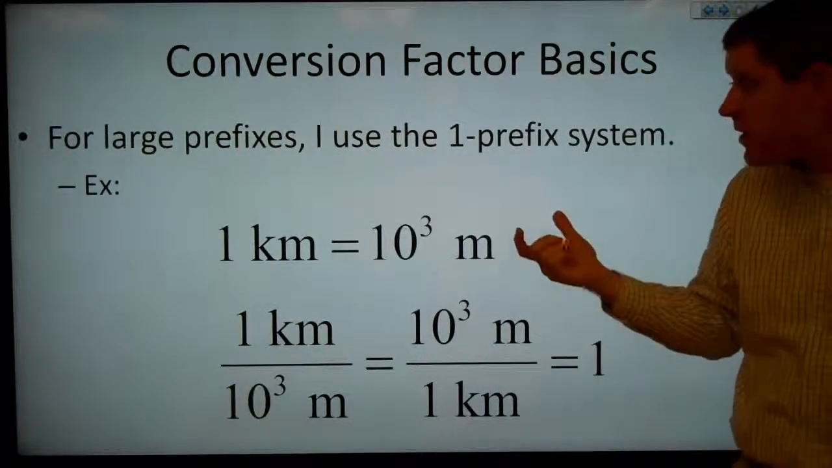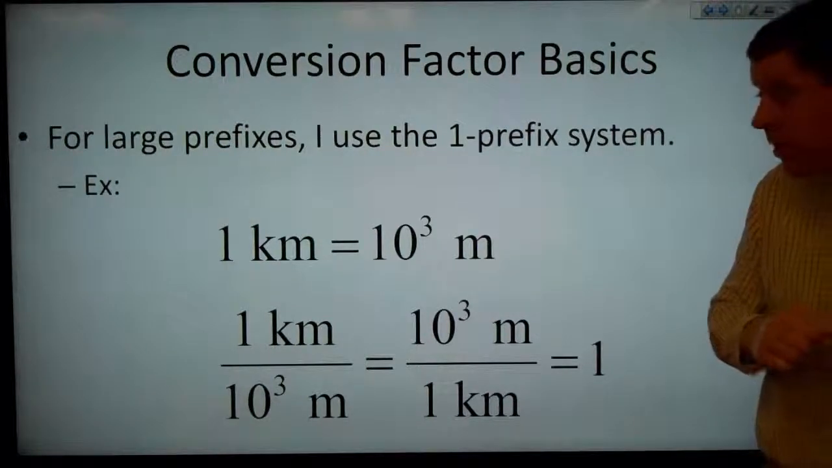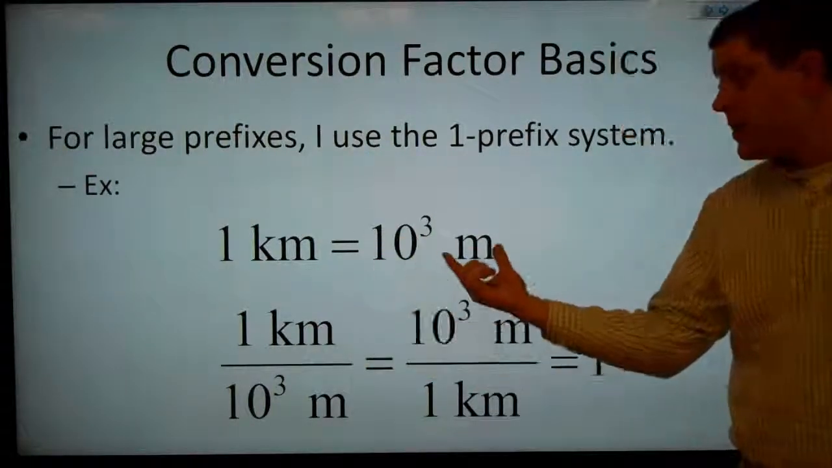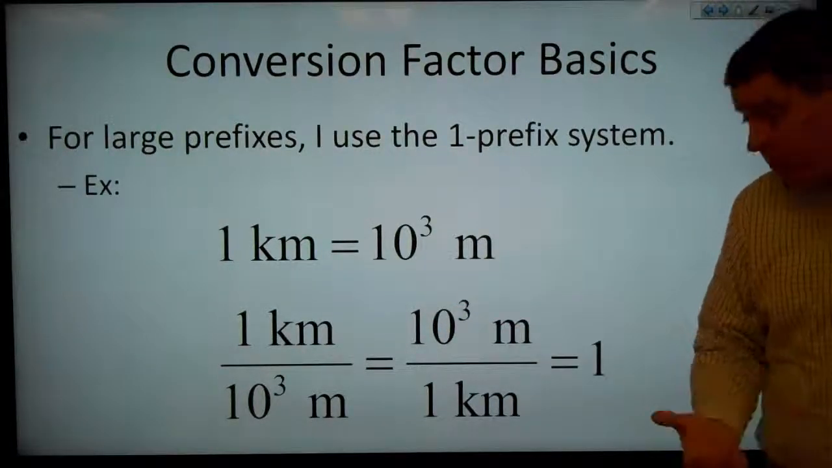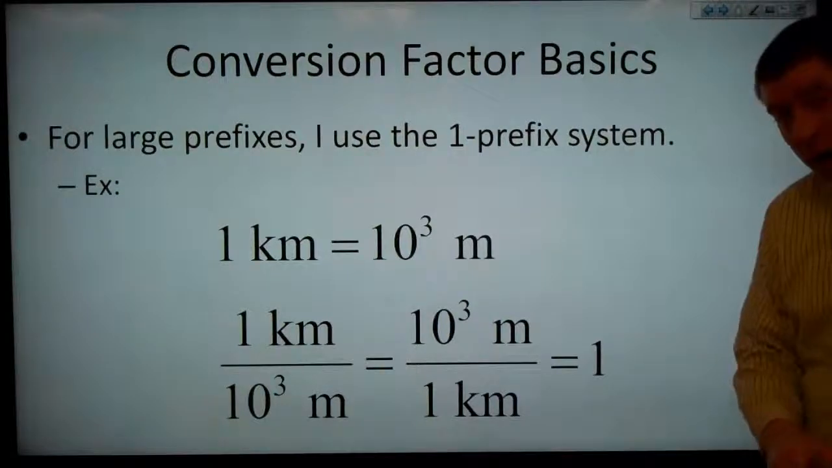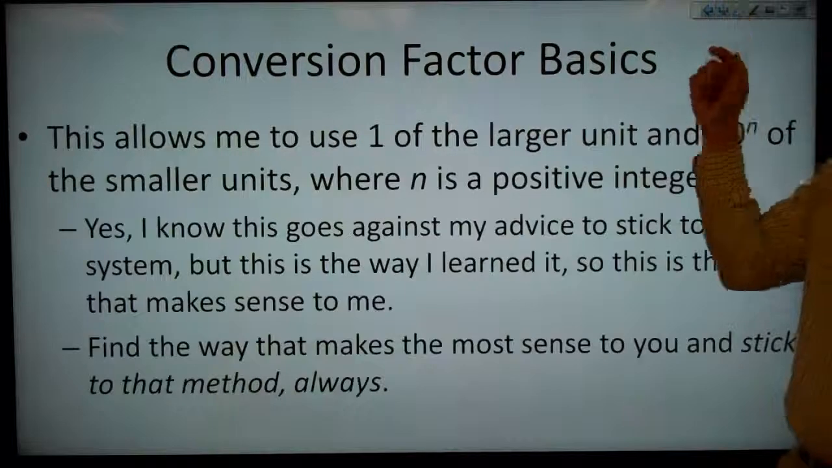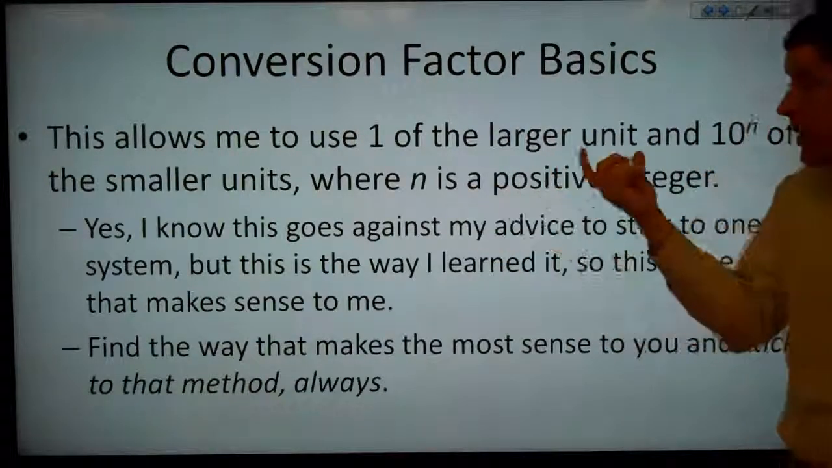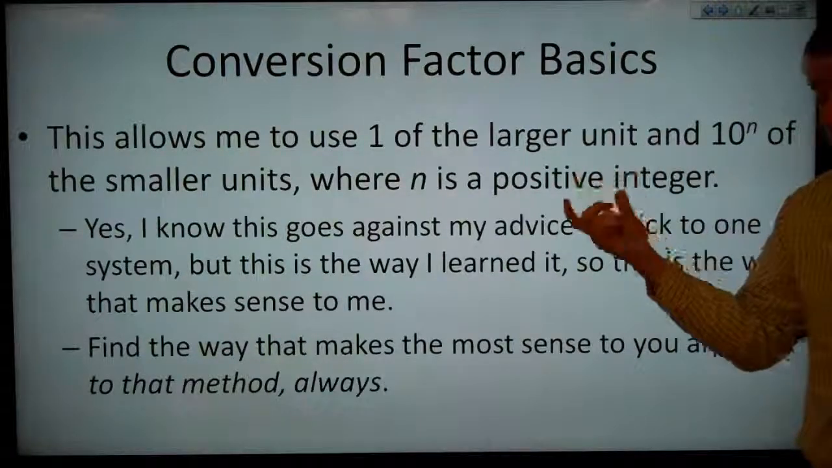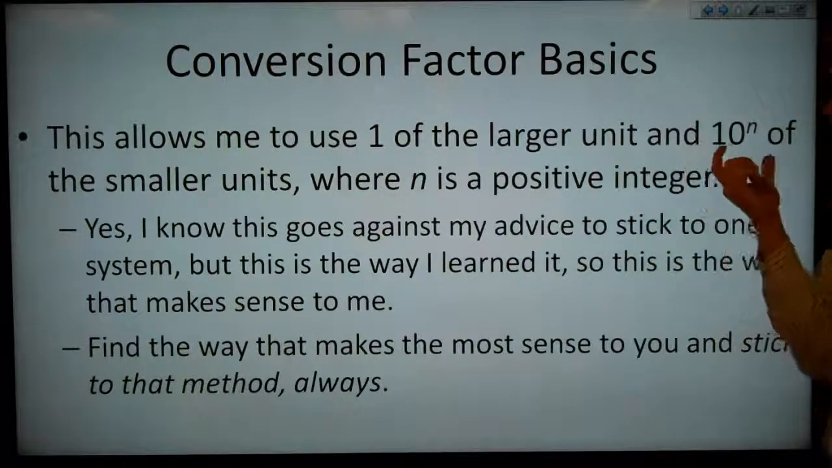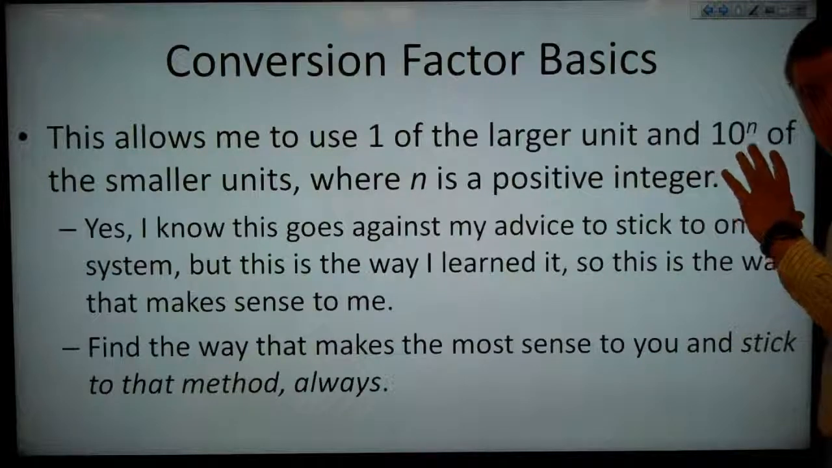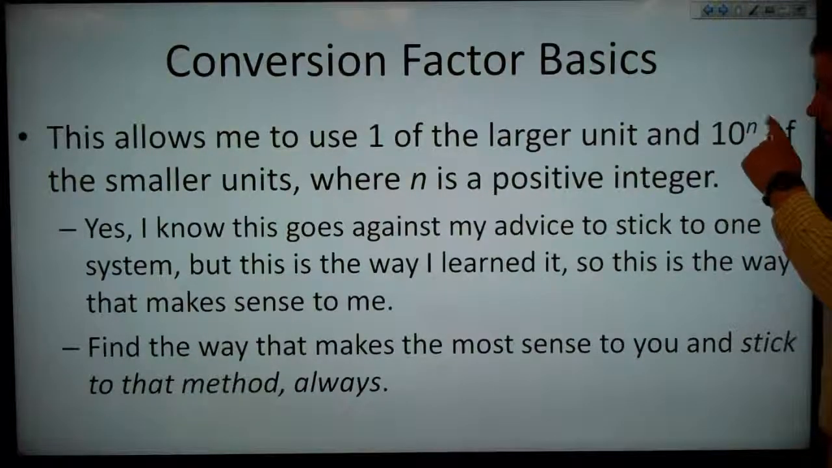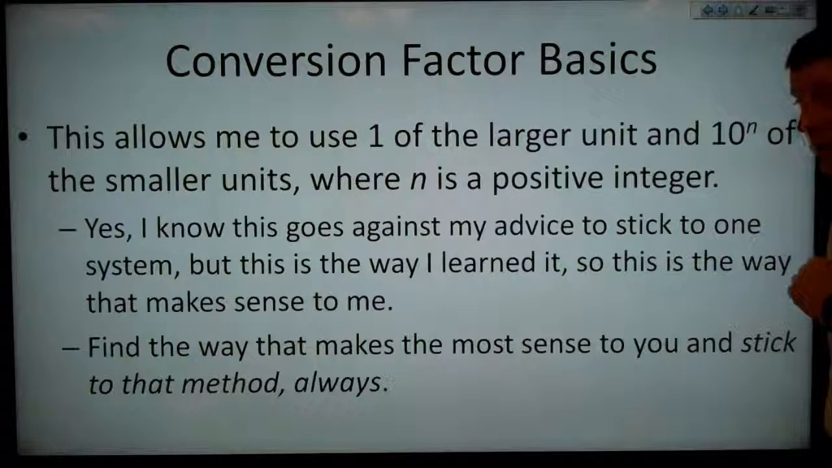And then for large prefixes, I use the 1 prefix system. So I say something like 1 kilometer is equal to 10 to the 3 meters. So 1 kilometer over 10 to the 3 meters equals 10 to the 3 meters over 1 kilometer, and this equals 1. And this allows me to use 1 of whichever is the larger unit, either the base or the prefixed unit, and 10 to the n of the smaller units, where n is some positive integer. And this allows me to avoid using any negative integers in my exponential term.